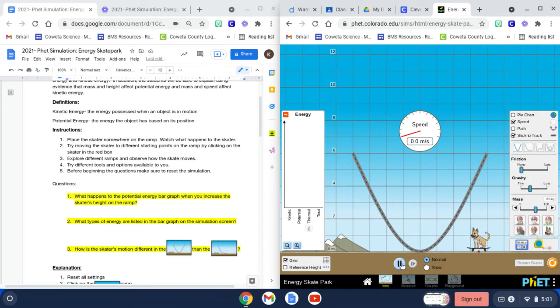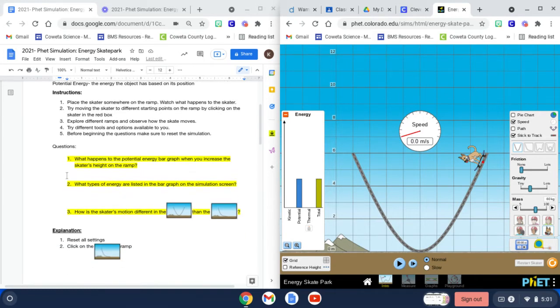You also want this little pause symbol right here to be a plus, because when you place your object on the ramp, you don't want it to start off right away. So you always want to see the play symbol right here, so then when we're ready, we can start the simulation. So some questions that you're answering right off the bat.